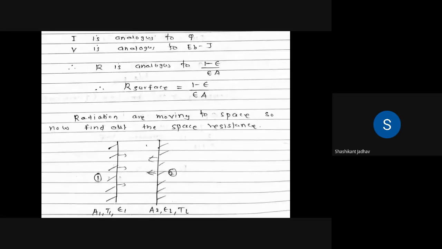Can anyone tell me? Okay, so in this diagram now we have to calculate the resistances. So how many resistances are there? Consider that there is insulation on the outside. Then how many resistances are there for this diagram? Can anyone tell me or put that answer in the chat box? How many resistances are there for this particular geometry?